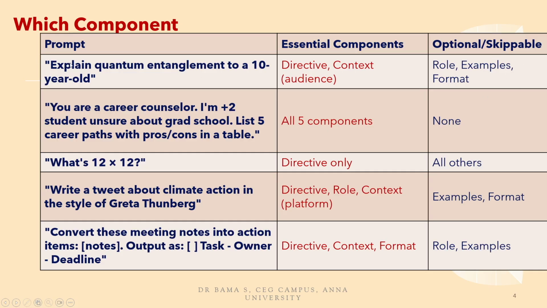If you take the first one, explain quantum entanglement to a 10-year-old. In this case, the first component, the directive, is given. Why? Because it says explain quantum entanglement, and this is the directive.